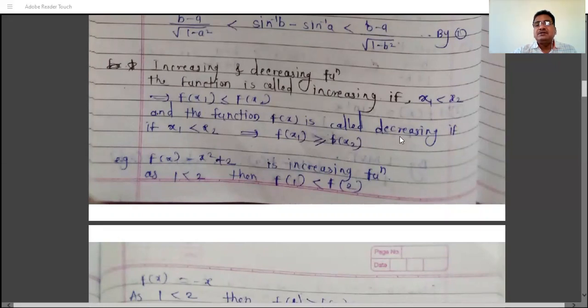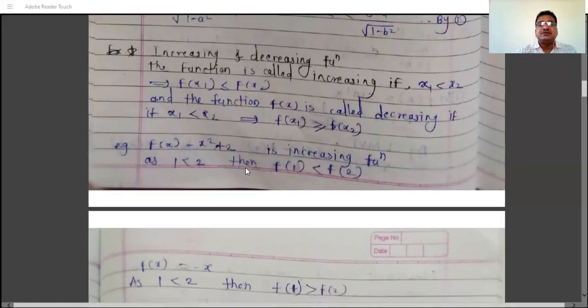And the function f(x) is called a decreasing function if x1 is less than x2 implies f of x1 is greater than or equal to f of x2. Then the function is called a decreasing function. So if less than remains less than, then the function is increasing. If less than becomes greater than, then the function is called decreasing.